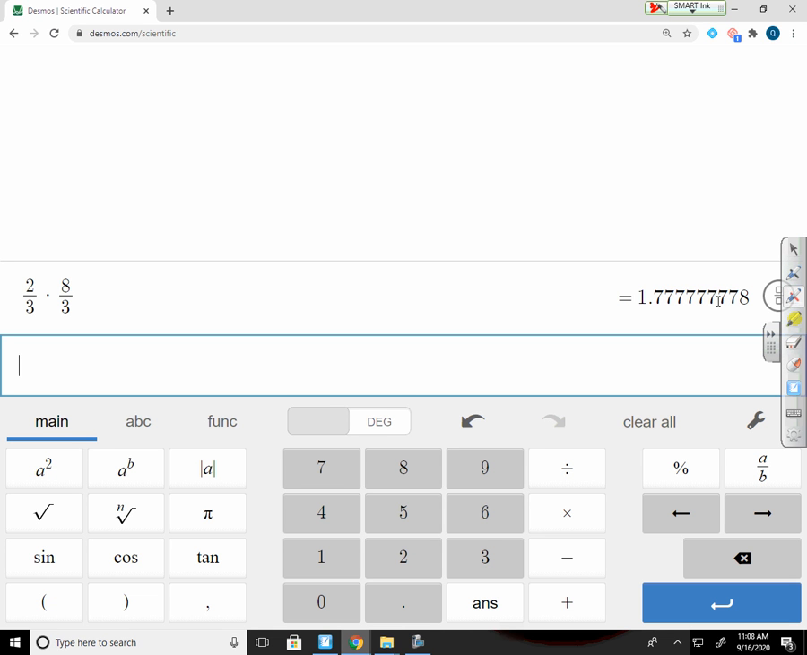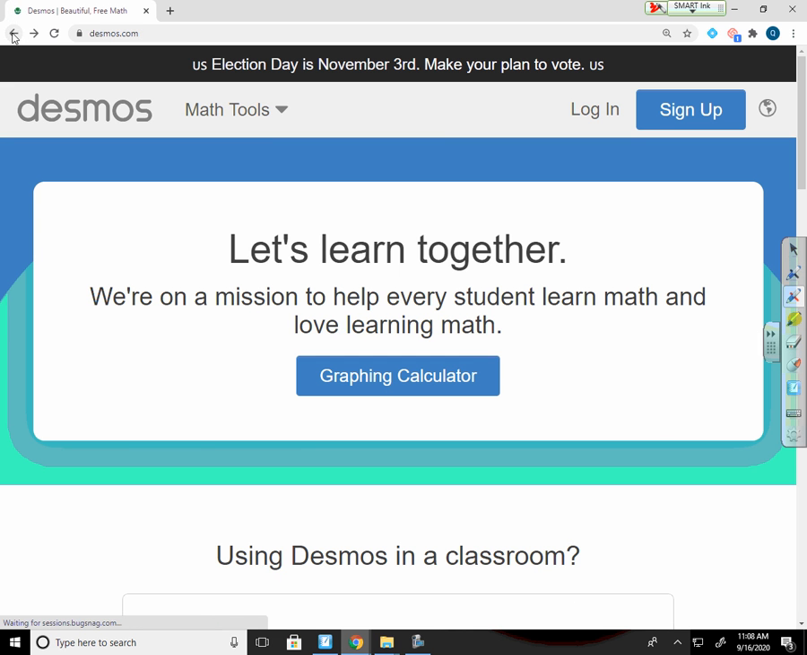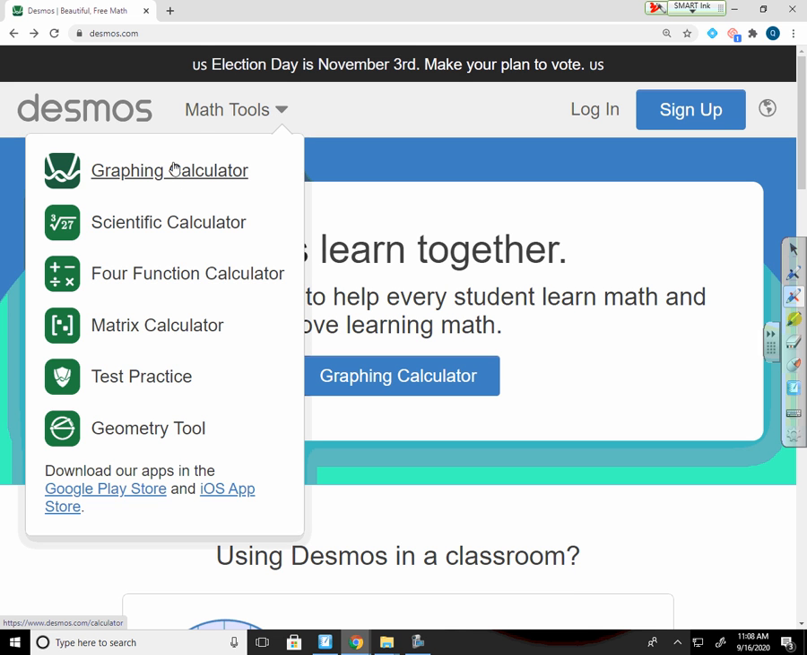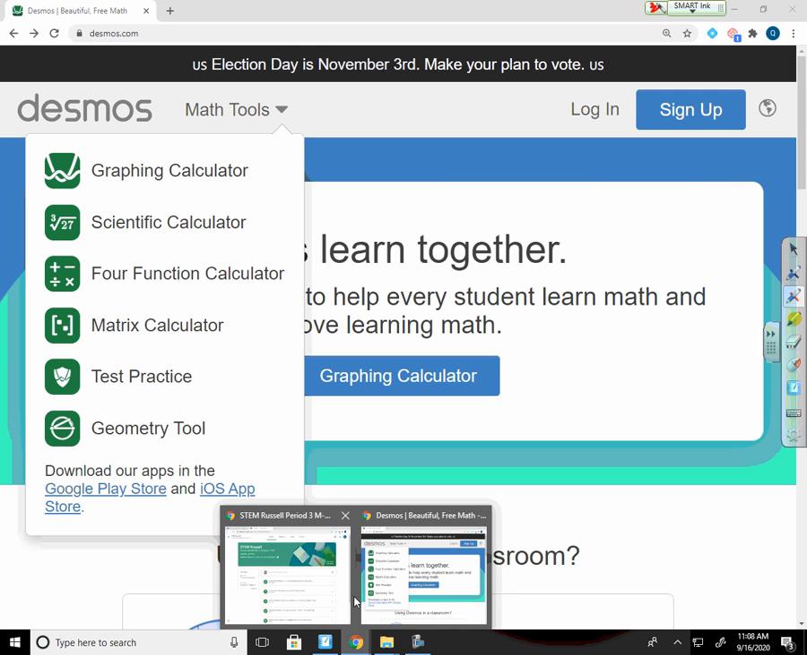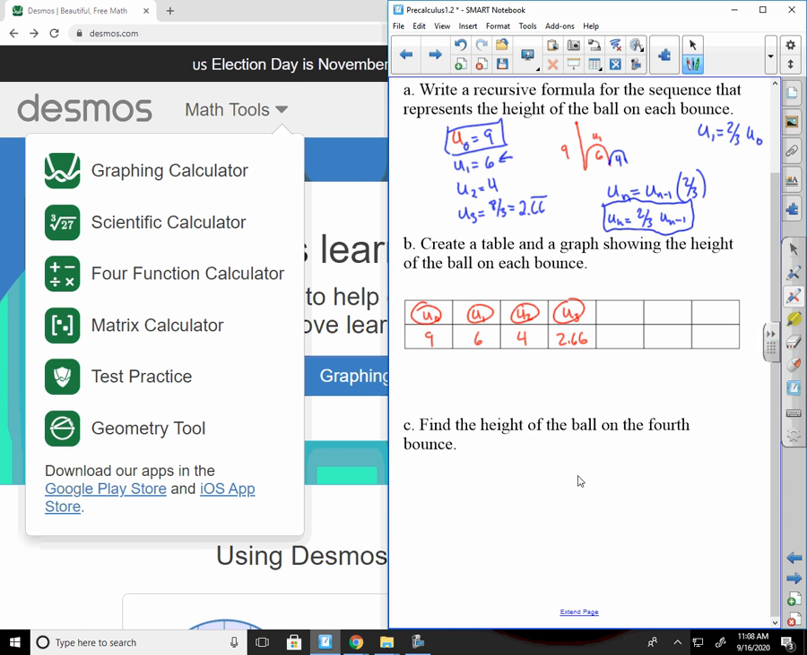You get about 1.77. And so if we look back at our graph that I already made disappear, if you would draw that trend line in, you would see it was a little bit lower than 2, which was my prediction for it. So the height of the ball on the fourth bounce is actually 1.77 feet. So u sub 4 is 1.77.